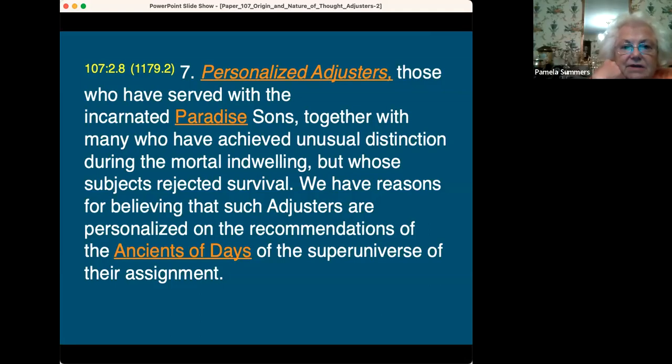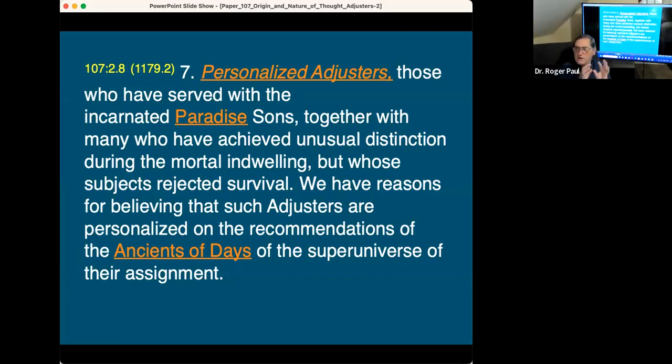Okay. 7, personalized adjusters. Those who have served with incarnated Paradise Sons, together with any who have achieved actual distinction during the mortal dwelling, but whose subjects rejected survival. We have reasons for believing that such adjusters are personalized on the recommendations of the Ancients of Days of the superuniverse of their assignment.